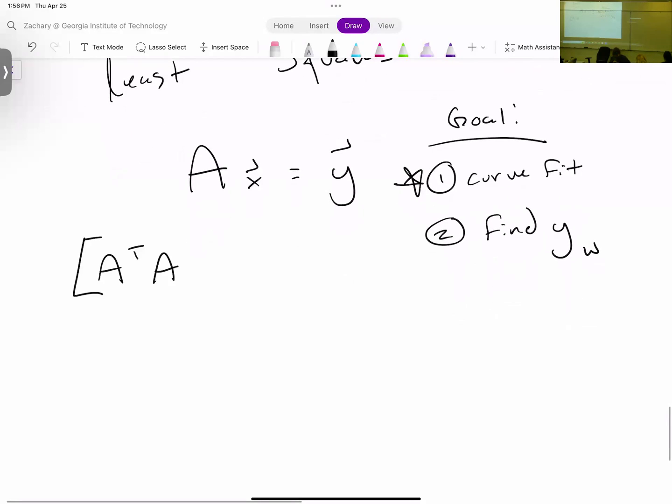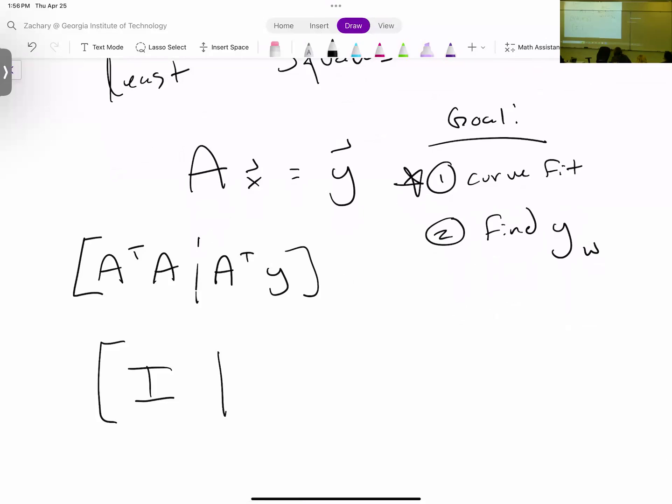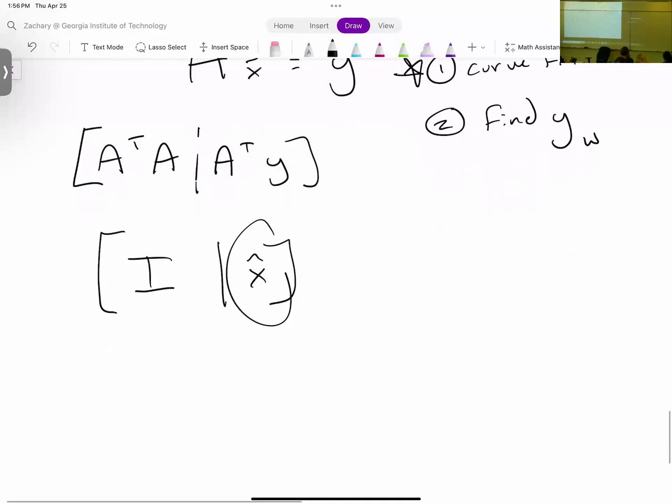A transpose A augmented with A transpose Y. By some theorem, which I can't remember the name of, you will always solve it to be the identity augmented with some vector on the right-hand side. Okay. What this vector is, this describes the input to get you closest to the output. Okay. The input that describes how you get closest, that's curve fitting, right? How you get that curve as close to everything, that's a curve, right? That makes sense. Okay, so this is where you stop.